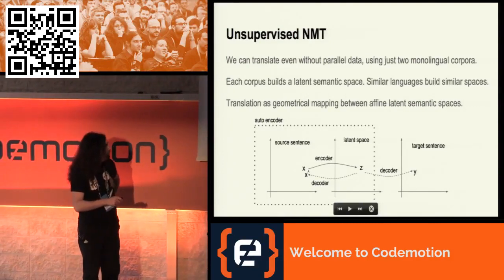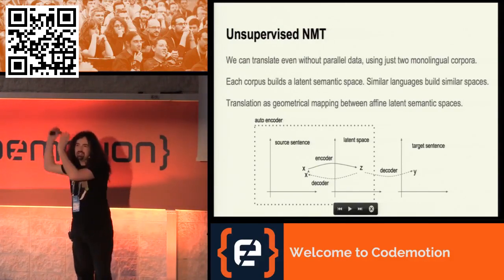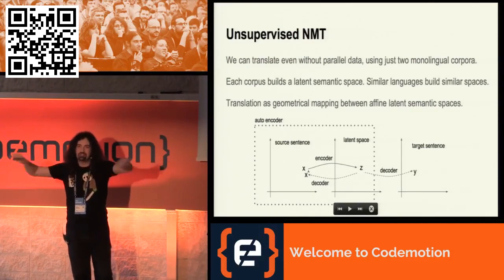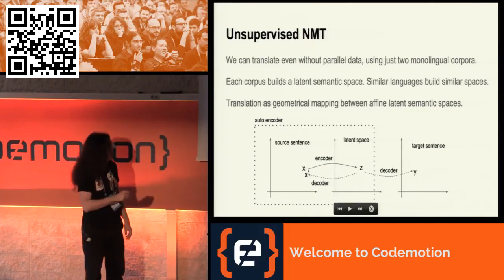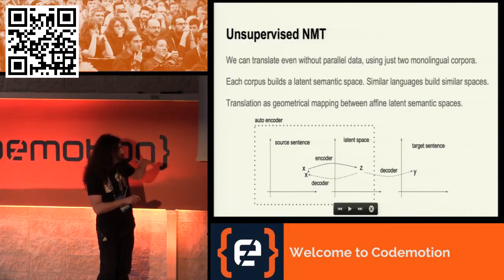What we do is use just two monolingual corpora. I take Wikipedia in Italian and Wikipedia in English, unrelated articles. I don't need to have a bond between articles. Each corpus builds a latent semantic space. So I build a network that, from source sentences, is capable of building a latent space in which we have a very compressed representation of the sentence. And I can go back to the same or really similar words. I can generate a noisy representation and then denoise it. This is called an autoencoder.